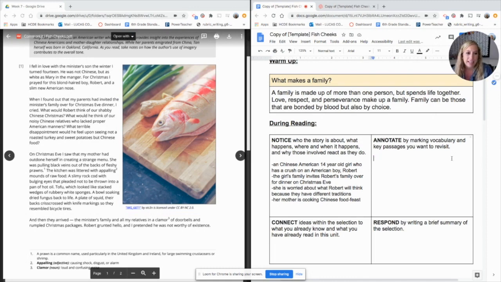So, are there any places that you feel like we need to come back to and revisit? You can mark those there if there's a certain paragraph, or if there's any words. So I want to mark the word like bulging eyes. What do you think that means, and why do you think that the author added that descriptive word here whenever she is describing the food? So bulging eyes that pleaded not to be thrown into the hot pan of hot oil. What do you think that means? I see a lot of other vocab words are already given to us, so we're going to go ahead and move down.